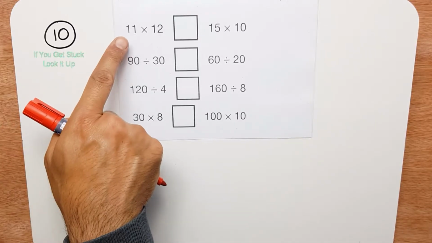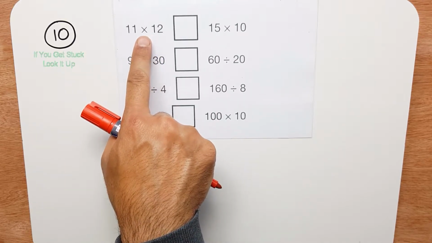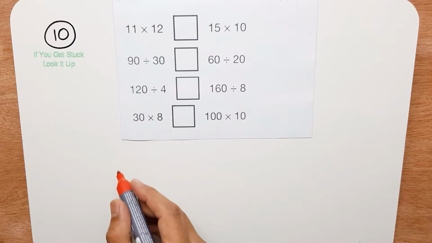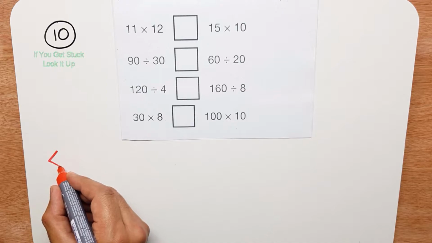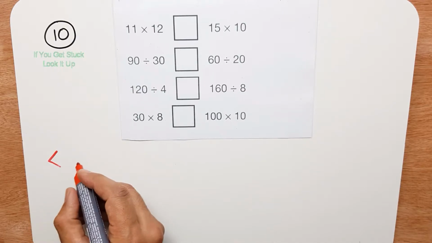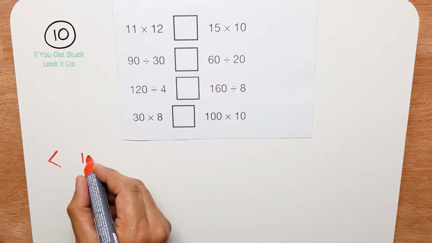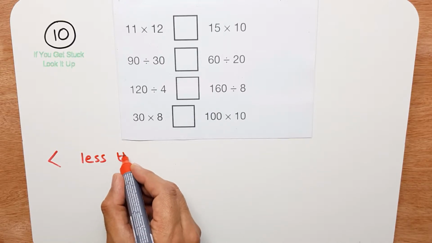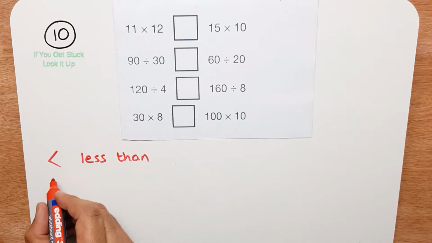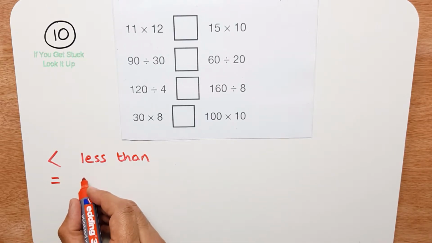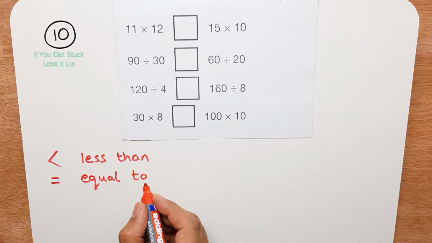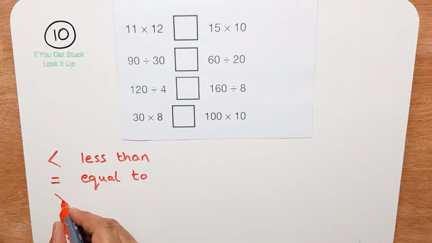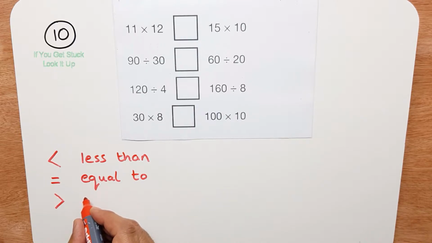In question 10, we're given these 4 statements and we have to compare the left side with the right side using these symbols. So let me draw the symbol first. That symbol is pointing to the left and you read it as less than. Then we know this one, which means equal to. And finally, we've got this one, which points the other way. So it's pointing to the right. It means greater than.